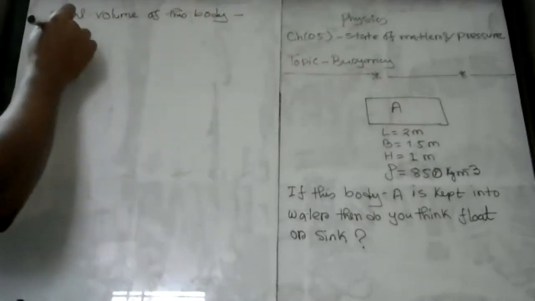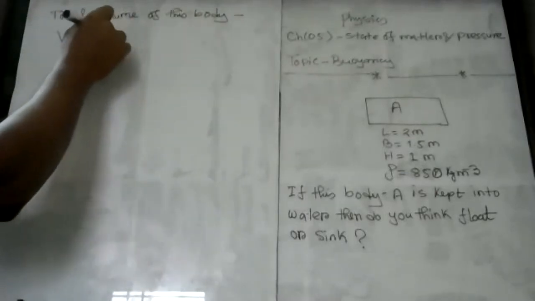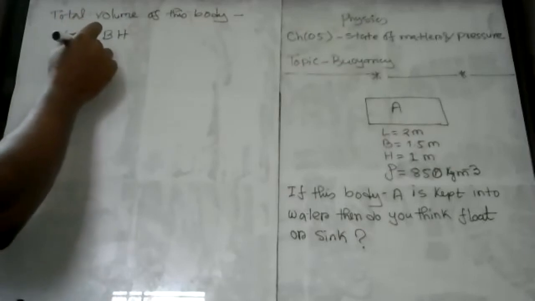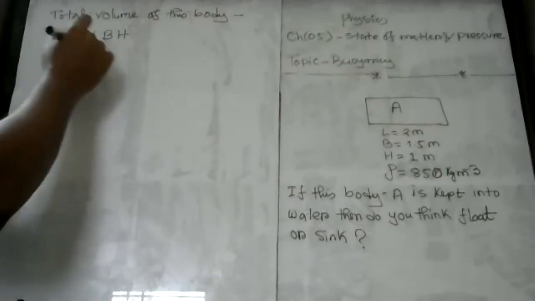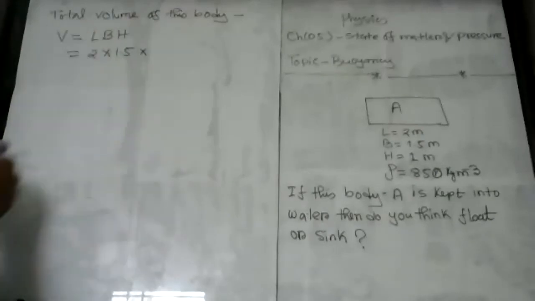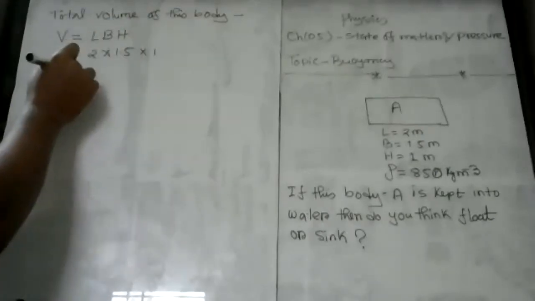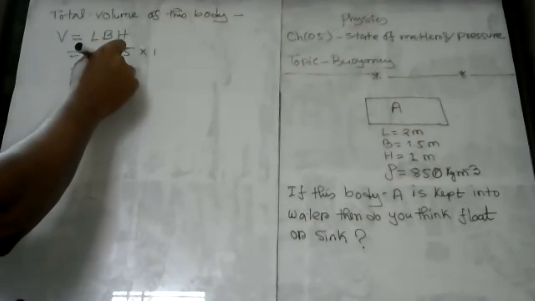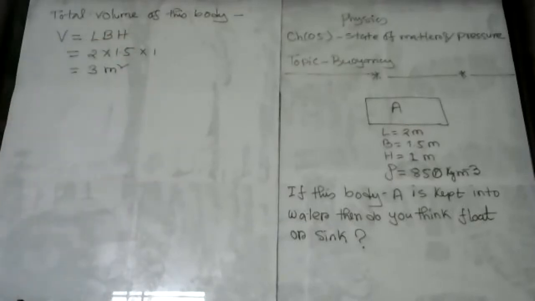V will equal to what? It will equal length into breadth into height, my dear student. So length is 2 meter, breadth is 1.5 meter, and height is 1 meter. It will equal to what? 3 meters square. So this is the volume, my dear student.